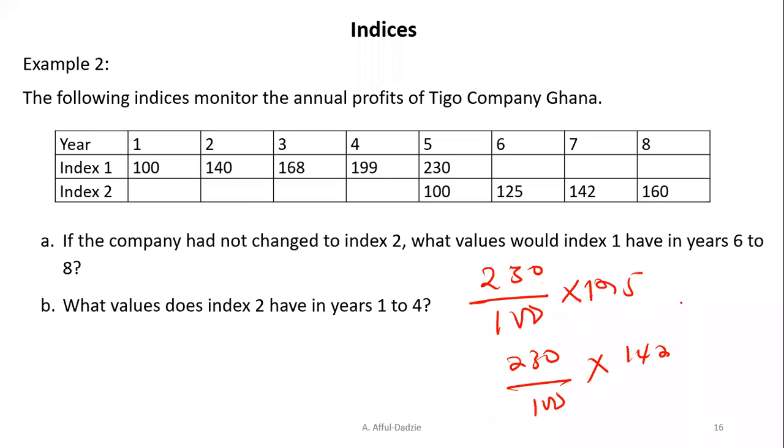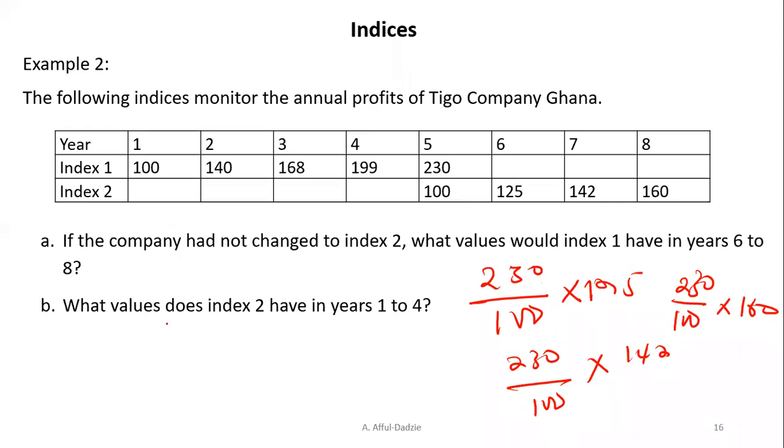Then if we come to year 8, it is 230 over 100 times 160. This gives you the new index over the old index. However, you need to understand that once we are moving to the new point, the new index will be 100, because it is that value over itself.